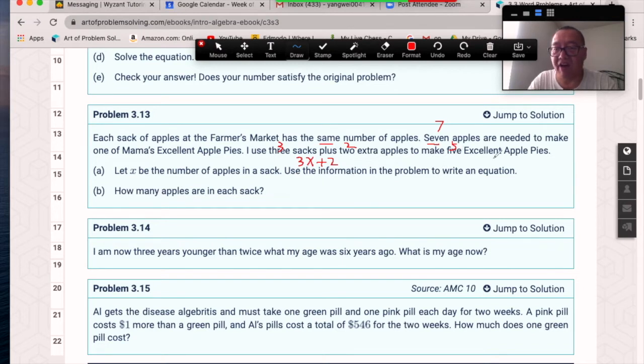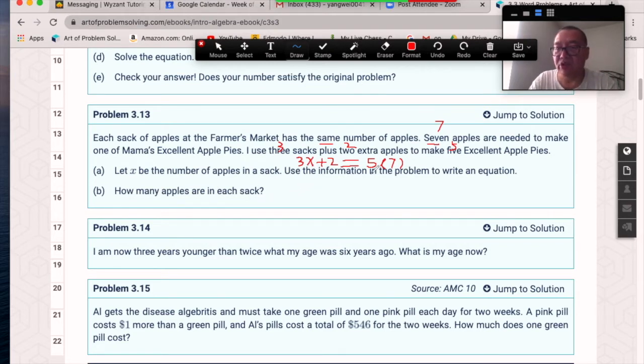Then I make the 5 pies. Each pie needs 7 apples. So totally I need 5 times 7, right? Because each pie needs 7 apples. So for 5 pies we will need 35 apples. Then I use the 3 sacks of apples, add 2 extra. So that means 3 times x plus 2 equals 5 times 7, right?